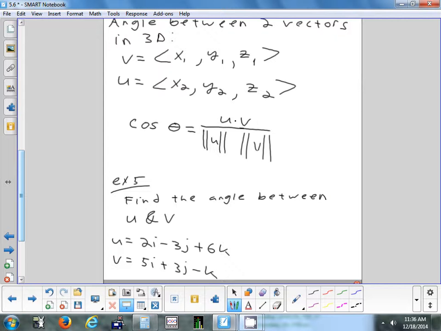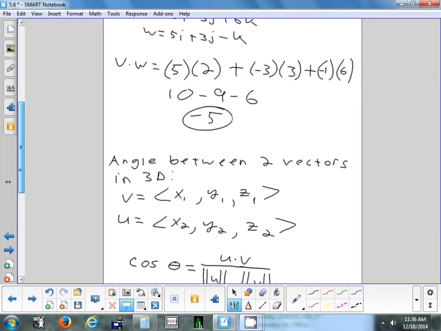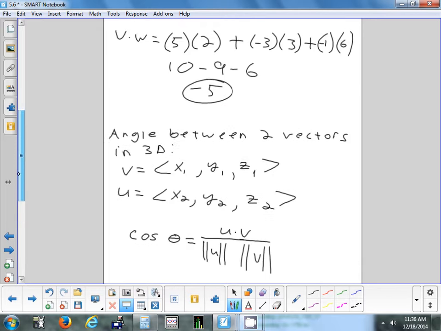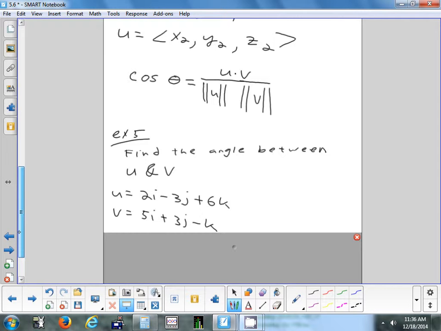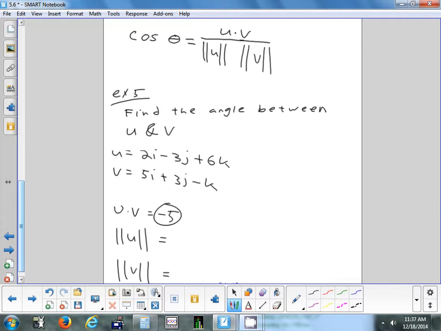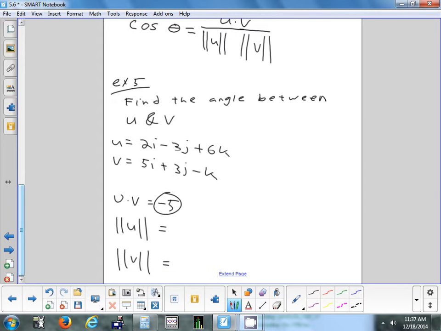Okay, so I think I used the same two vectors I had up above. 2i minus 3j plus 6k. Yep. And 5i plus 3j minus k. Yep. And I want to find the angle between them. Okay, I used the same vectors because we already did some of the work. We already got the dot product. That came out to, what was the dot product? Negative 5. So we already got that. Now we're going to find the length of u and the length of v.